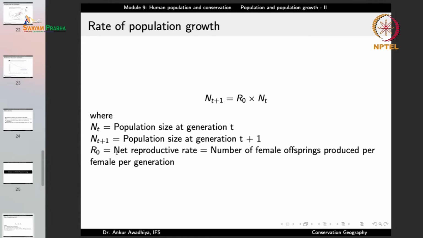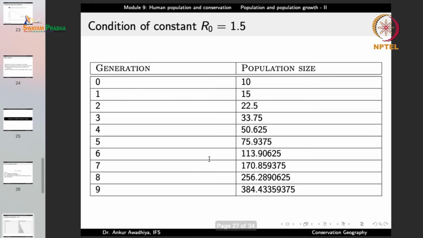And this R0 is also known as the net reproductive rate, or the number of female offspring that are produced per female per generation. So we are using females only in this equation because females give rise to the young ones. And this is the rate of population growth that would be expected from Malthusian theory.